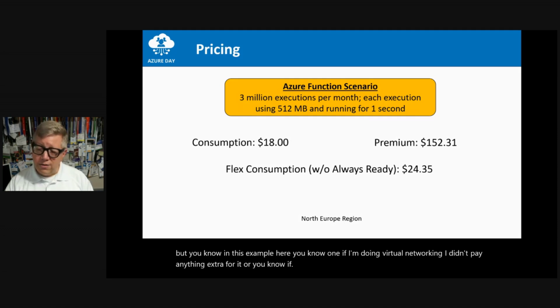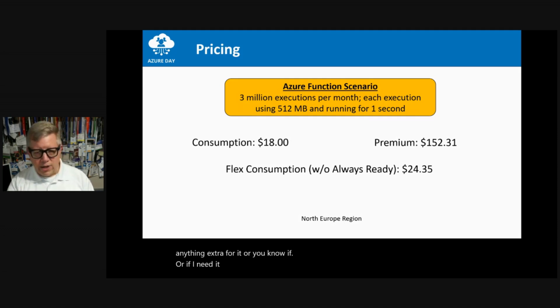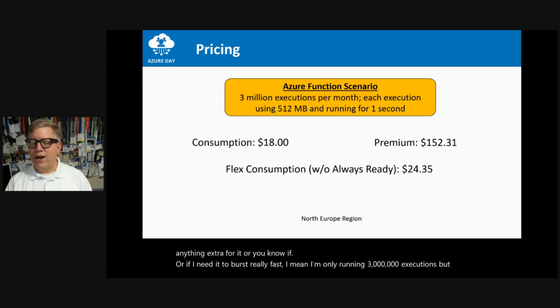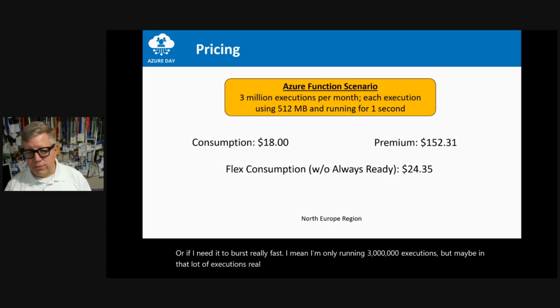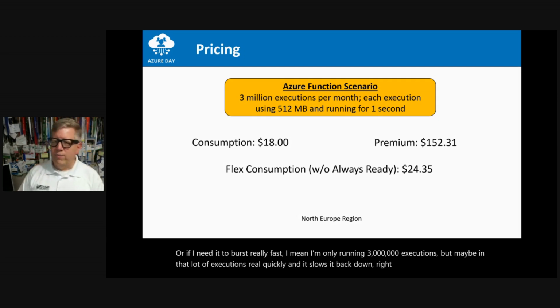Or if I need it to burst really fast. I mean, I'm only running 3 million executions, but maybe it's a lot of executions really quickly and then it slows back down, right? You're going to get better benefits there.